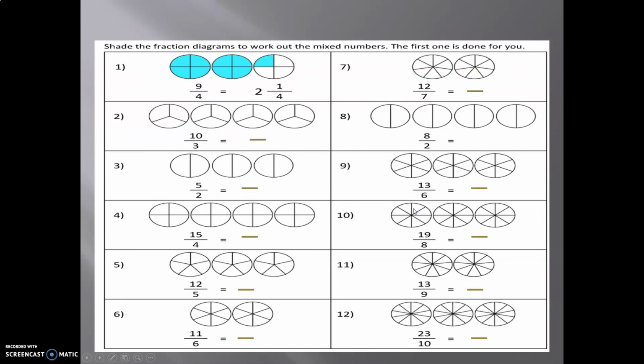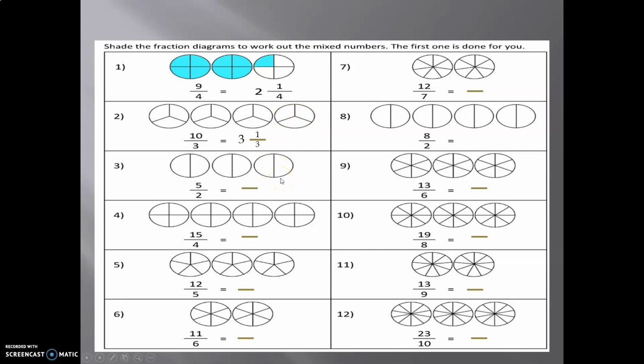Let's practice together. Shade the fraction diagram to work out the mixed number. The first one is done for you. I will go to number 2. Here he's asking me to color 10 out of 3. So I will count with you how many parts I'm going to color. 1, 2, 3, 4, 5, 6, 7, 8, 9. I finished the 3 shapes. And number 10, I will take it out of these 3 parts. So my mixed number will be 3 and 1 out of 3.